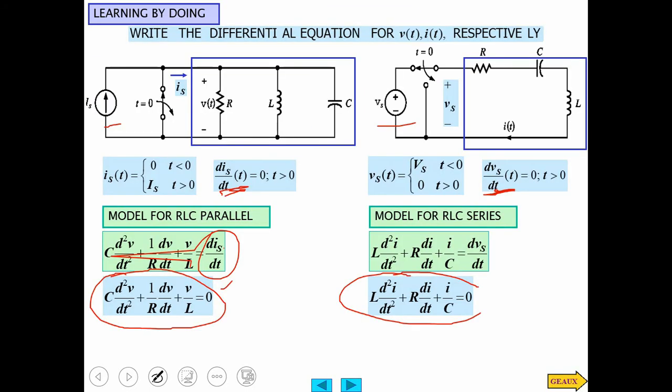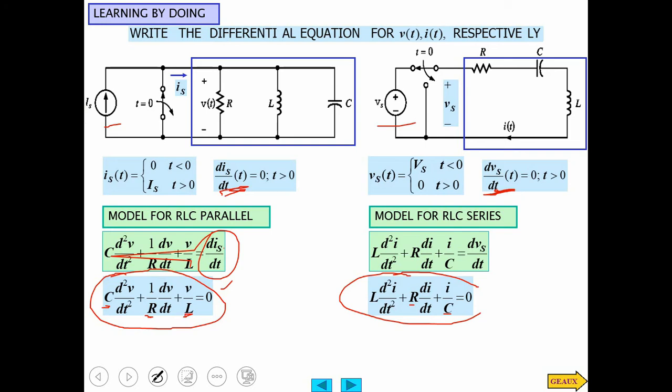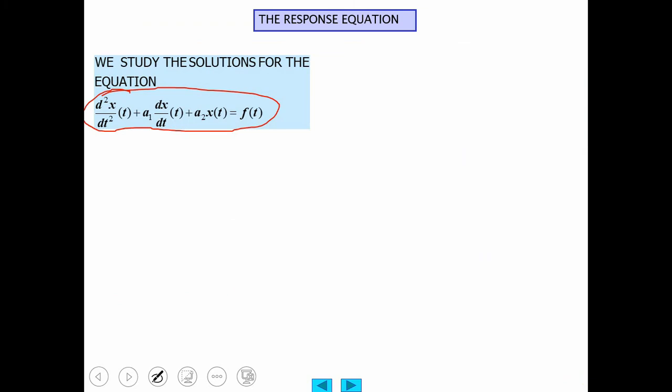Now, you'll notice we have coefficients of C, 1 over R, and 1 over L here, and we have the coefficients of L, R, and 1 over C here. So we standardize the equation. We put it in a form we can deal with. We divide through the whole thing by C. So this middle one will become 1 over RC, and the end one will become 1 over LC. And this will become R over L here and 1 over LC here. A1 and A2.